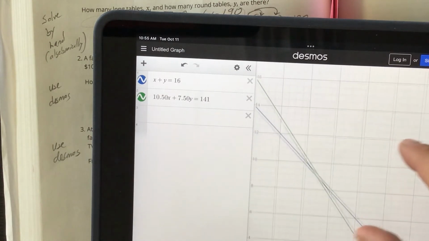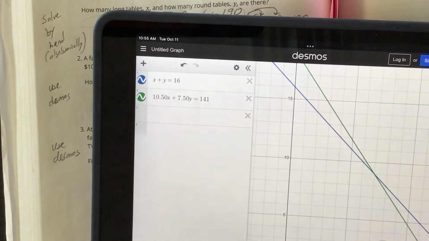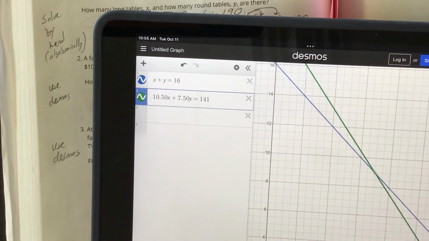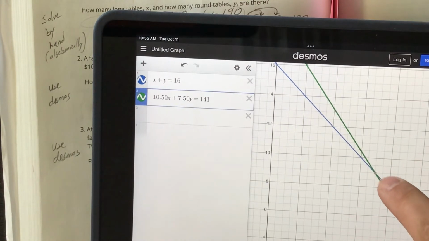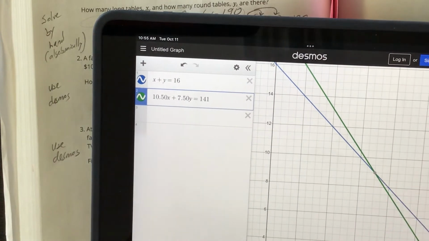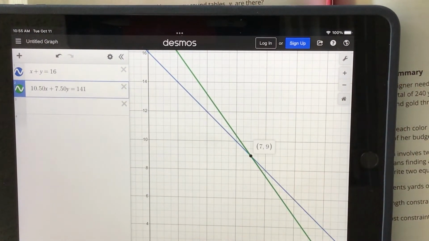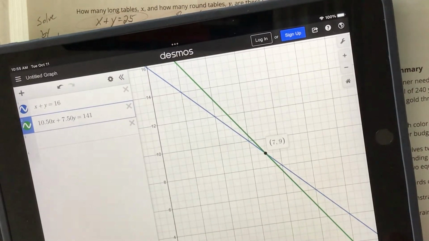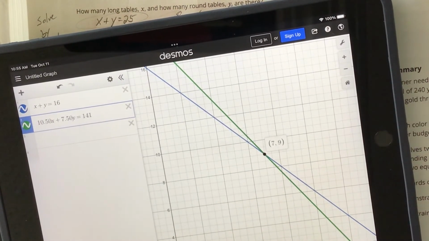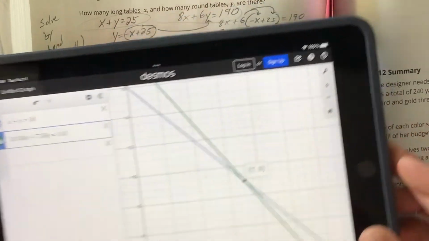Okay, again, you should have a spot where they meet there. If you click on it, a little gray dot should show up. And if you click on it, that means 7 and 9 is where they will meet. So that means 7 adult tickets, 9 children. They add up to 16. And if you were to figure it out, it would cost exactly $141.